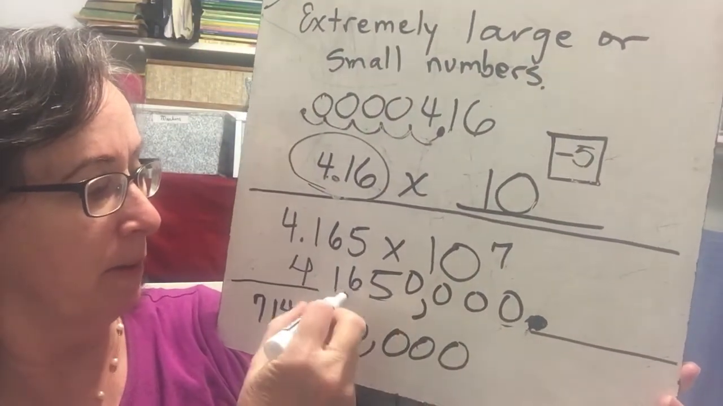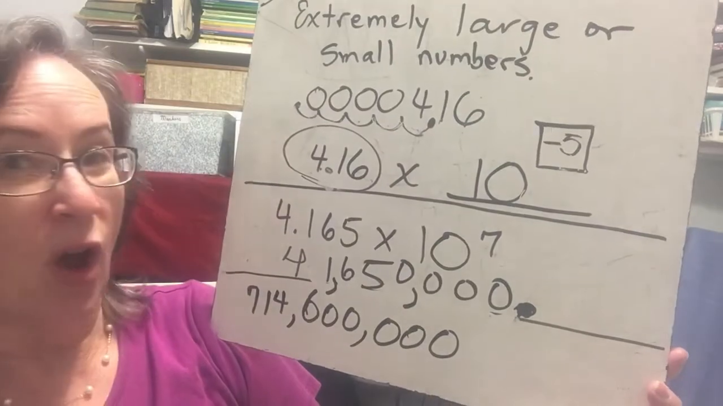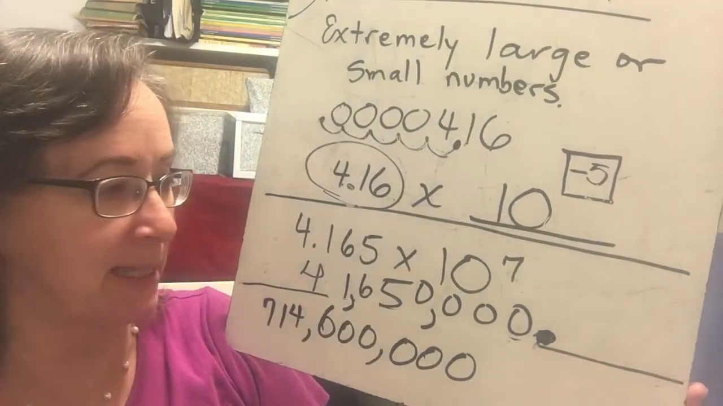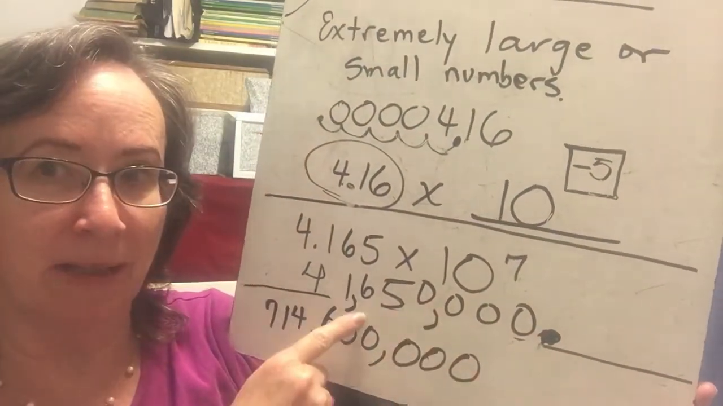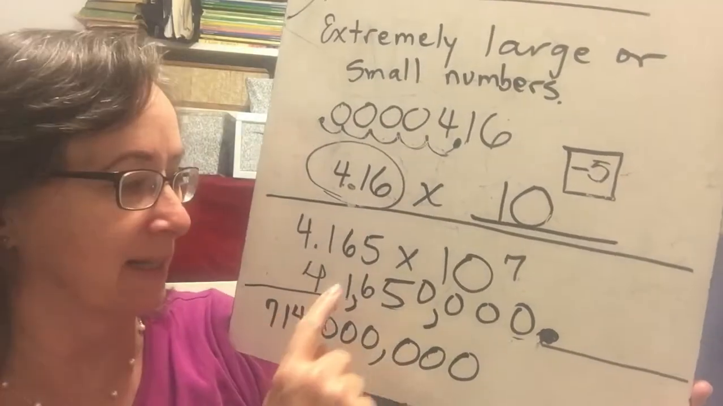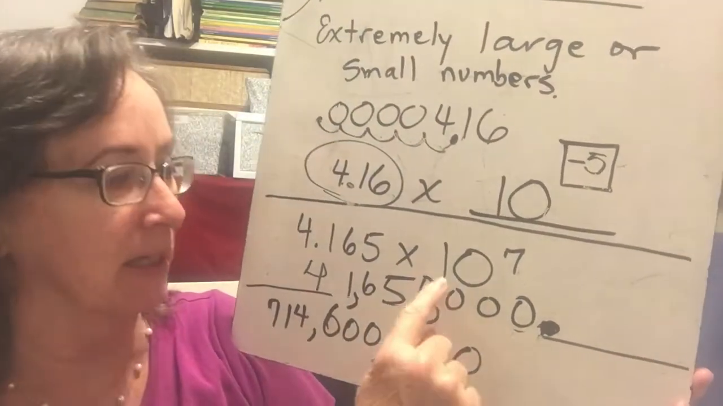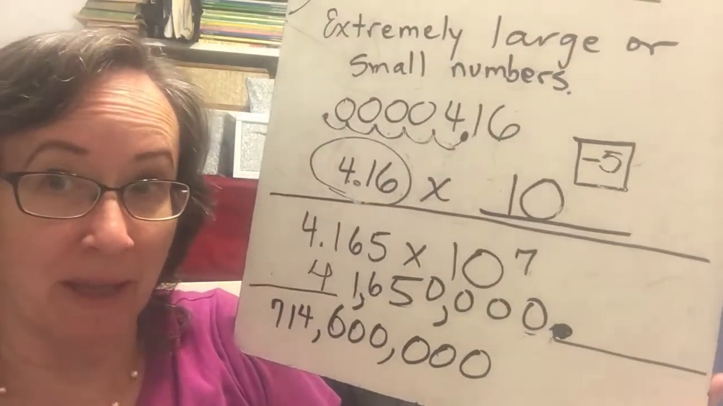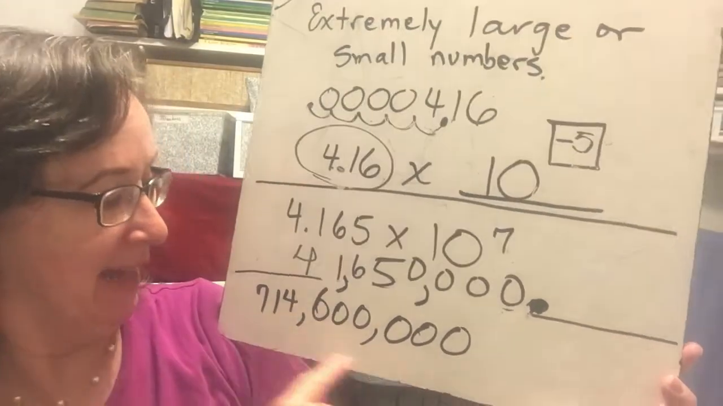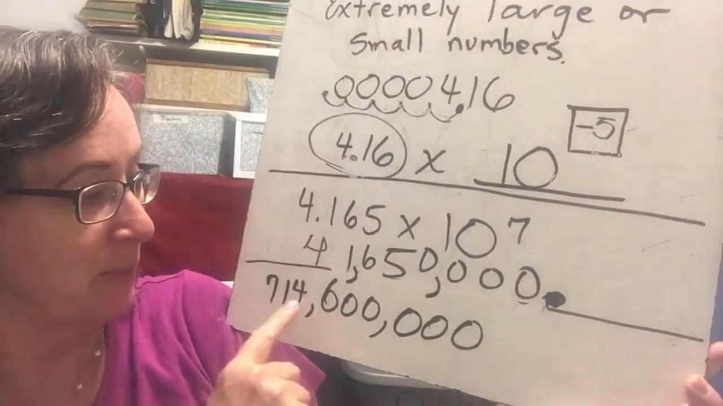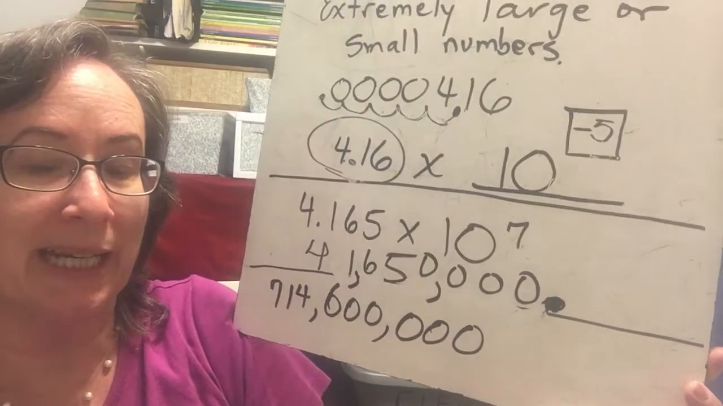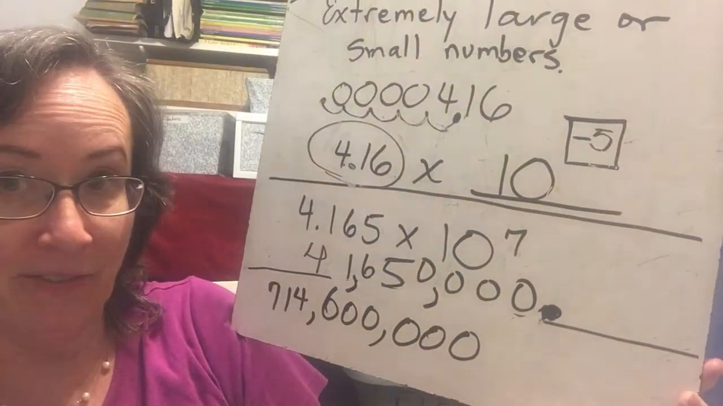1, 2, 3, comma, 1, 2, 3, comma, 41. What's that? Thousands, millions, 41,650,000, and that's a big number. Okay, this one is another one. This one is in standard form. We want to put it in scientific notation.